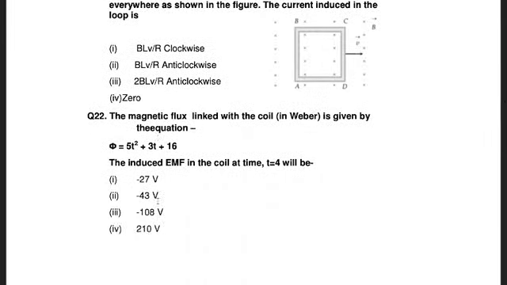Question number 22. The magnetic flux linked with the coil in Weber is given by the equation phi equals 5t squared plus 3t plus 16. The induced EMF in the coil at time t equal to 4 will be: option 1, minus 27 V; option 2, minus 43 V; option 3, minus 108 V; option 4, 210 V. Option 2 is correct, minus 43 V. That means minus 43 volts.